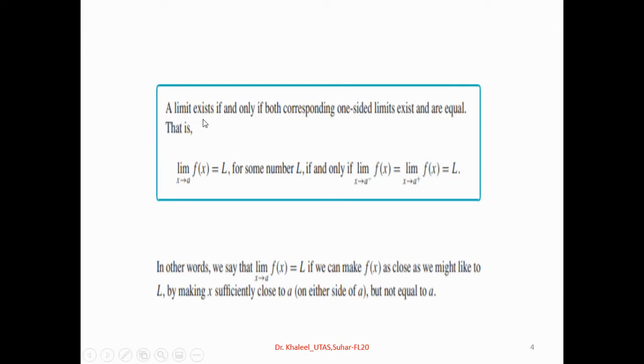A limit exists if and only if both corresponding one-sided limits exist. So for a limit to exist, one-sided limits must exist, right? And not only that, both the one-sided limits must be equal. See, left hand limit, the limit exists. We have L, this right hand limit L, both are equal, therefore this limit exists.